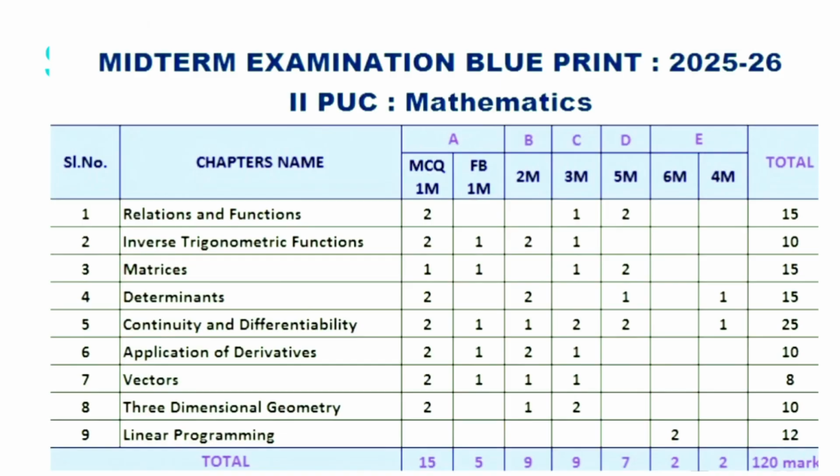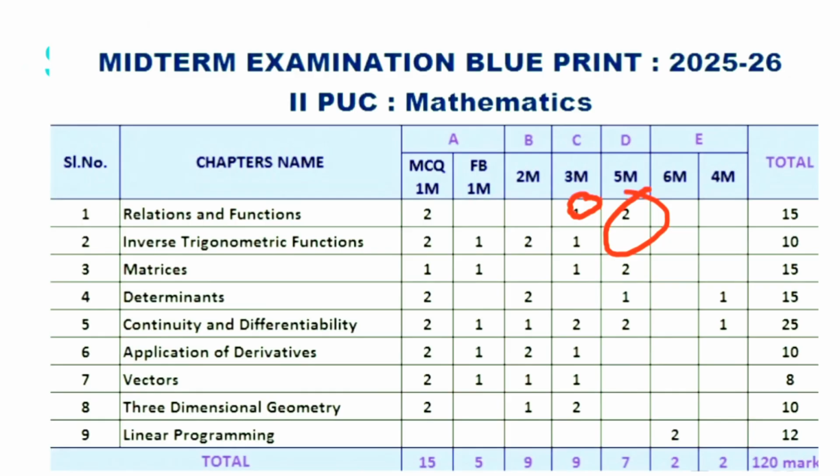So coming to your blueprint, observe that there are 9 chapters. First, relations and functions: 2 MCQ questions, compulsory, carrying 1 mark each, and in Part C, one 3 marks question. Observe that there is one 3 marks question and two 5 marks questions, totally 15 marks. We must choose this chapter compulsorily. This is a very easy and scoring chapter.